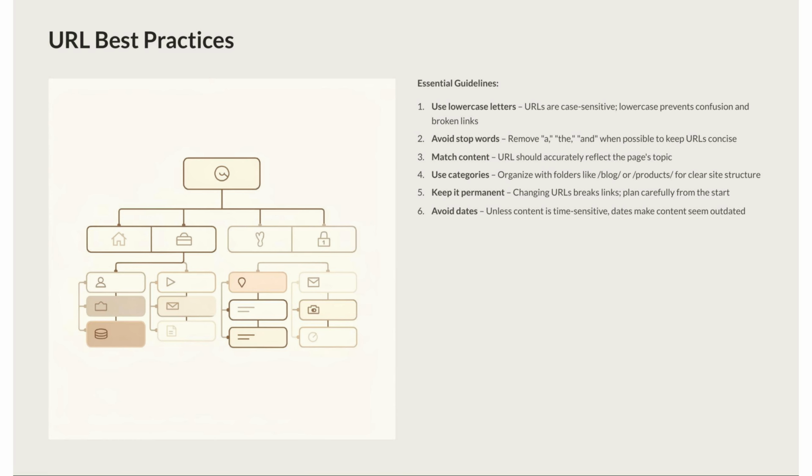Use lowercase letters in URLs to prevent confusion and broken links. Remove stop words like a, the, and for conciseness. Ensure URLs match the page's topic and use categories like /blog for structure. Plan URLs carefully to avoid changes and exclude dates unless necessary to prevent content from appearing outdated.